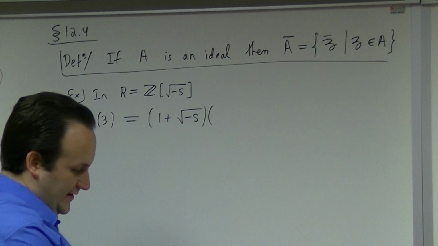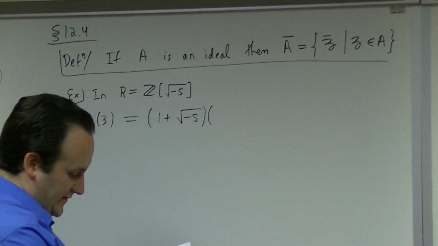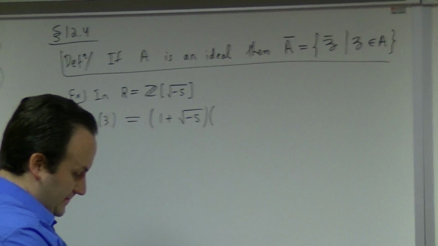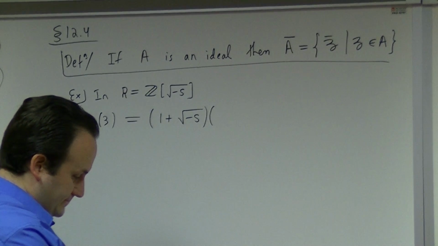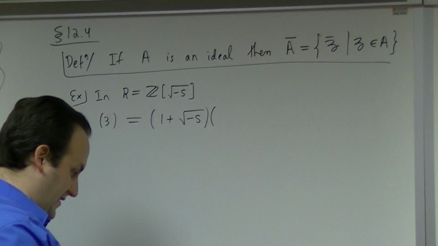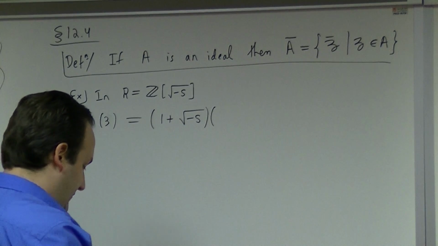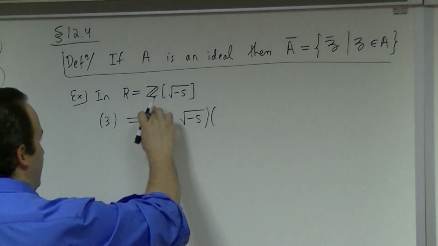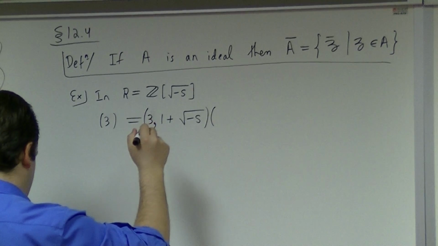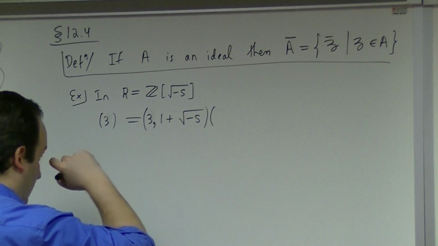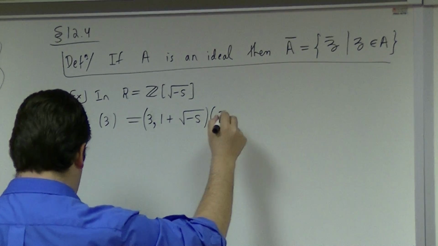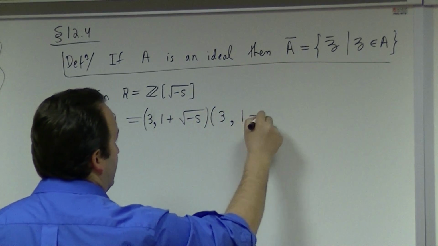Where was this that we had, that was in section 12, wasn't it? Yeah. Ah, finally. It was on page 215, it was 3. And you're right, there was a 3. So it was 3, comma, 1 plus the square root of -5, 3, comma, 1 minus the square root of -5.